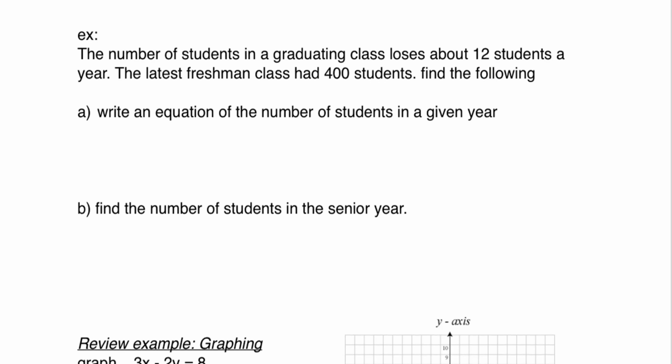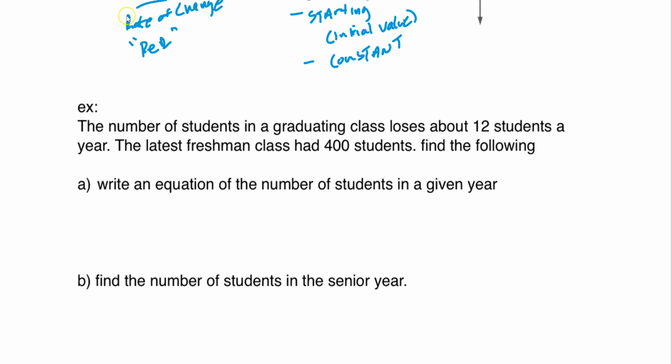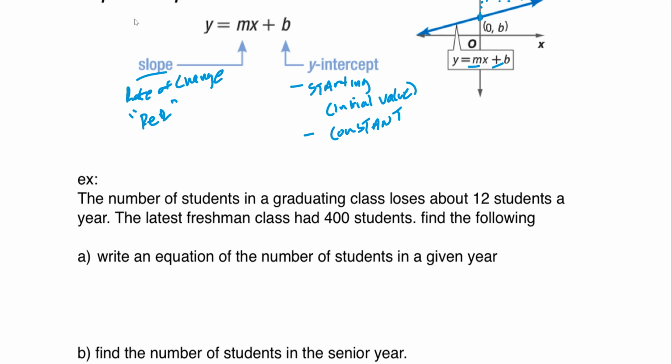This is the application problem to get us started. The number of students in a graduating class loses about 12 students a year. The latest freshman class had about 400 students. Find the following. So when we write an equation of number of students in a given year, keep in mind it loses about 12 students per year, right? Students a year or per year.